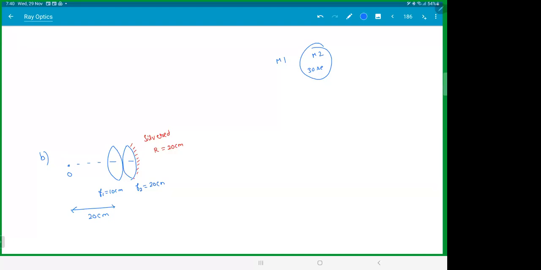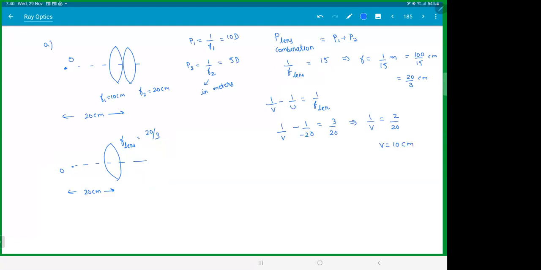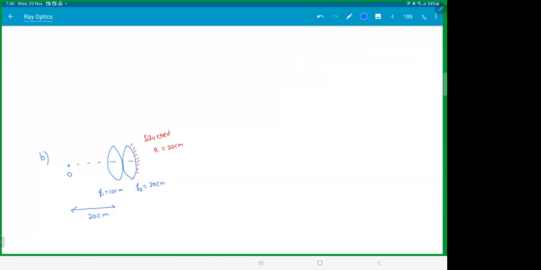Okay, 1 by 20 got cancelled on both sides. Cancelled? Meaning how? Okay, so you got the answer quite fast. Fine. What about this one? So this can be treated as lenses. I think you could do it. I'm just worried about whenever there's a mirror.